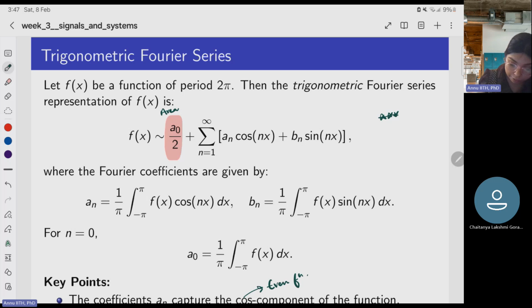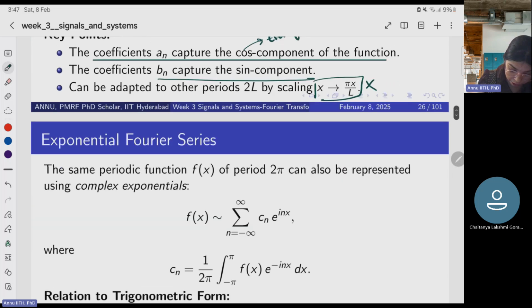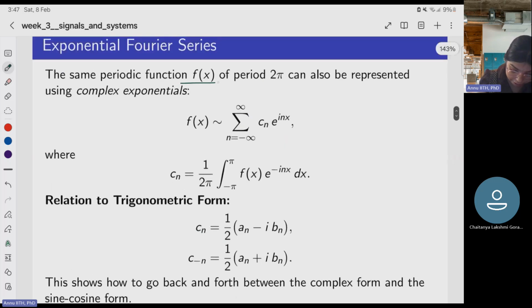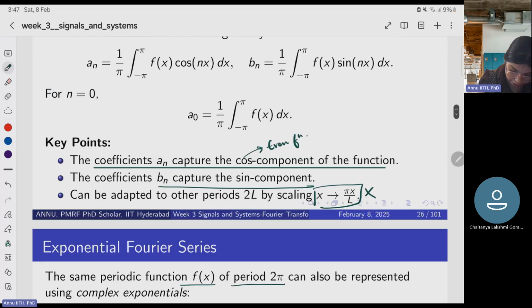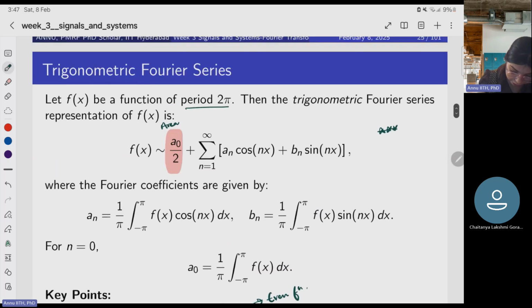Now I will tell you another way to write the Fourier series, for the same periodic function f(x). Here the period was 2 pi, that's why we were talking about minus pi to pi. Suppose the period is pi only, then it should be 0 to pi. If the period is something like T, then it should be integration over T, and the factor should be 1 by 2 by T.